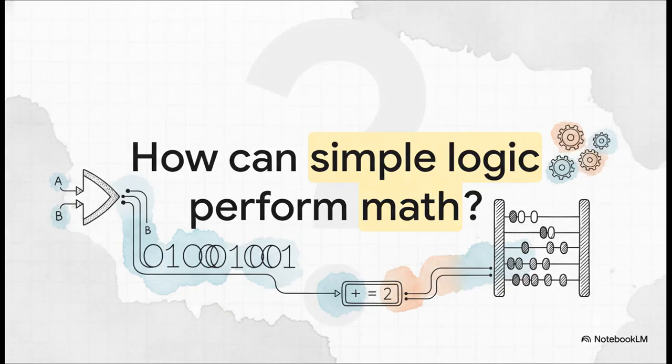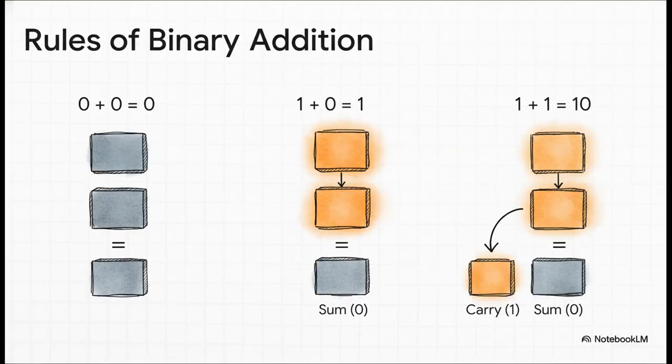Okay, so we've got logic down. True, false, and, or, that's great. But how in the world do you get from these simple decisions to actual math? How can a bunch of gates possibly add two numbers together? Well, first, let's just go over the basic rules of adding in binary. It's mostly what you'd expect.